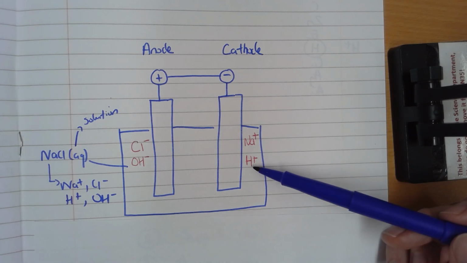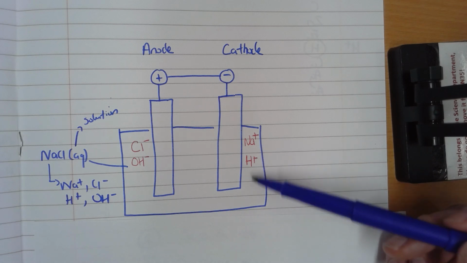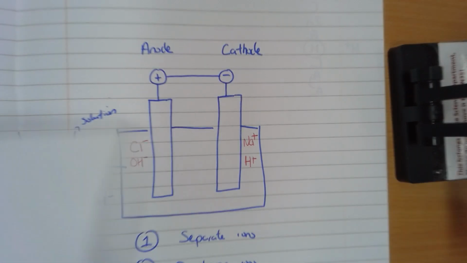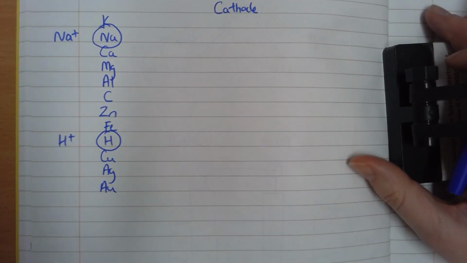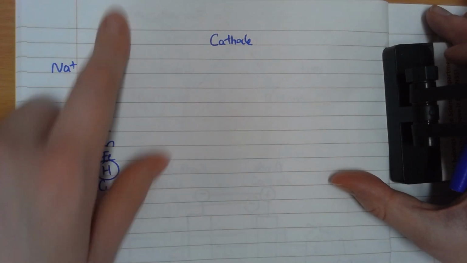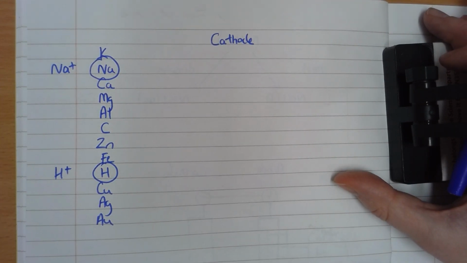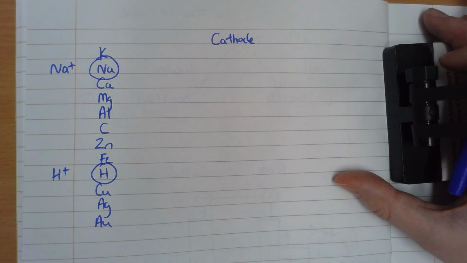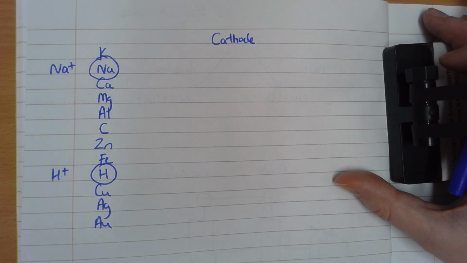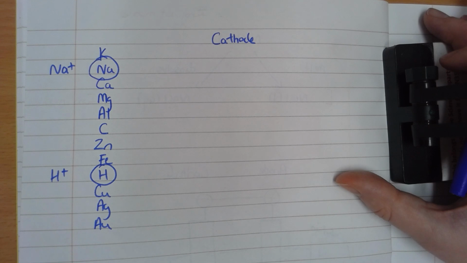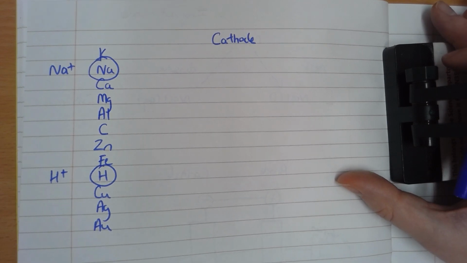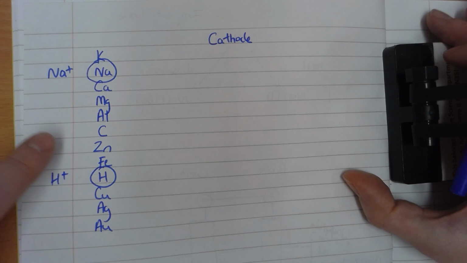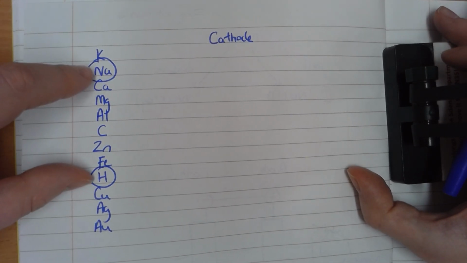You're going to have to choose and decide which one of these 2 elements we are going to make. So in order to choose at the cathode, you're going to need your reactivity series. I've written it out here. You don't need to learn it yet because I'll give it to you if it's needed for the quiz. We're going to revise this topic later in the term and then you can learn it off properly then. But I've written it out and I've circled the 2 ions that we're interested in.